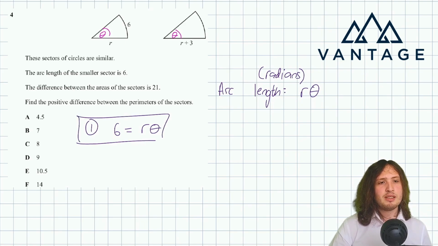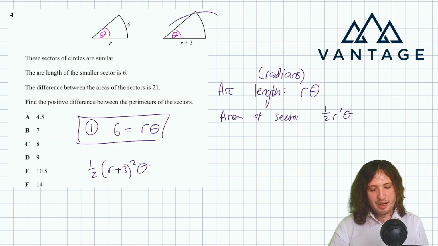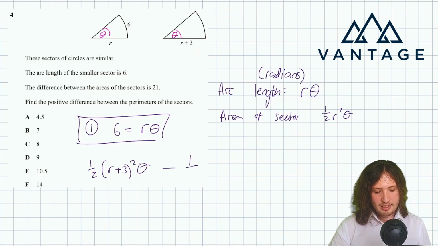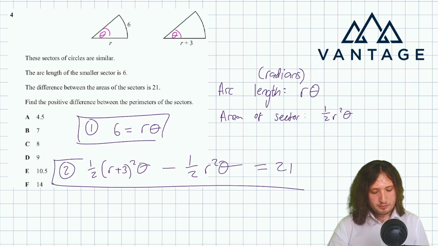We're also told that the difference between the areas is 21. So we know that the area of a sector, again, we're going to use the radians version of the formula to be consistent with what we just did, is a half r squared theta. So that tells us that a half, well, we better do the big minus the small to get a positive difference. So a half r plus 3 squared theta, that's the area of the bigger sector, minus a half r squared theta, that's the area of the smaller sector, is equal to 21. So let's call that equation 2.